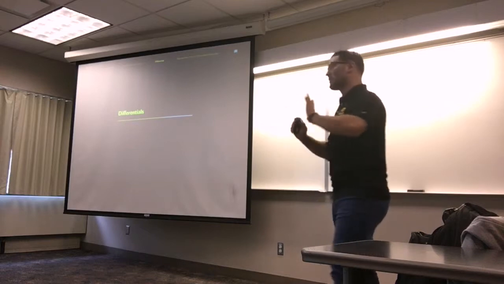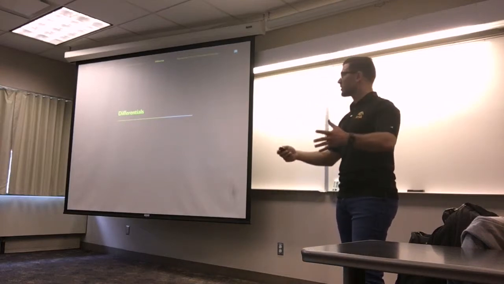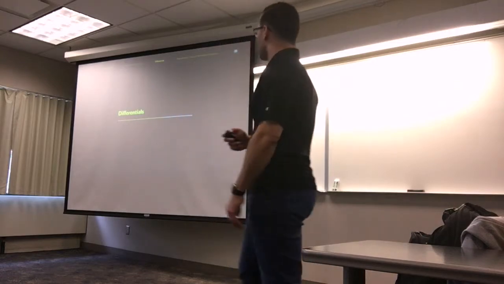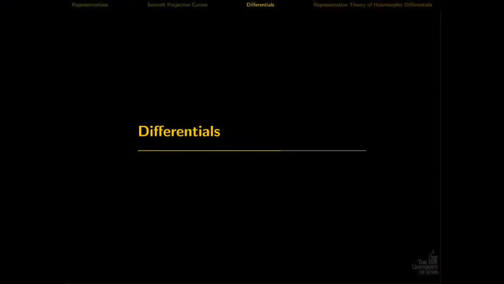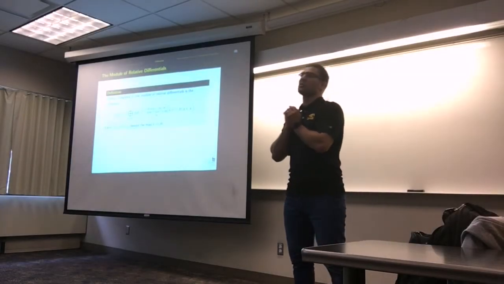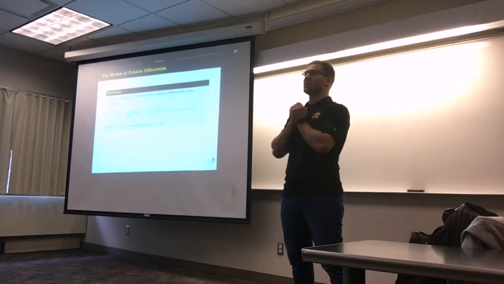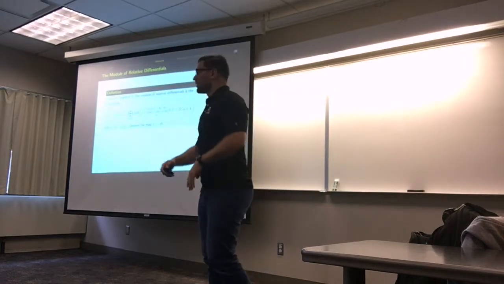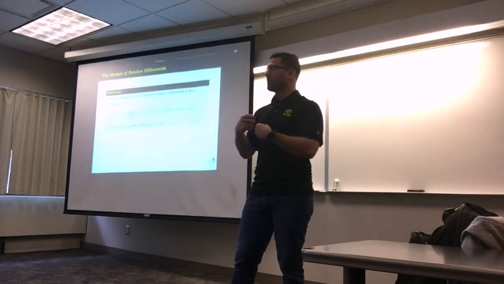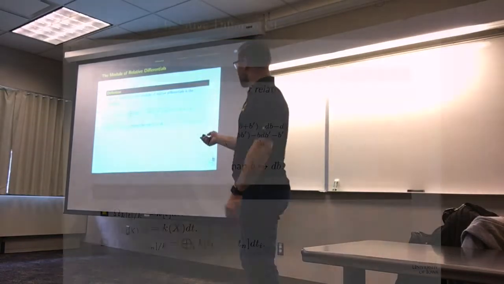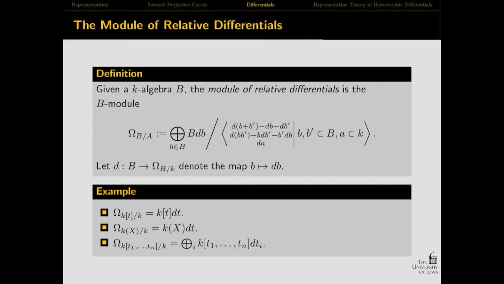So we've talked about representations, we've talked about projective curves, and this is the part where we put them together. Differentials. How do we put them together with differentials? Okay, so first we need to define a module of relative differentials. So the idea is I want to take a K-algebra, I'm going to call it B here. So it's just a vector space where you know how to multiply things. And I want to define a differential map on B. That's the goal here. The differential map D goes from B to this module that's defined here.